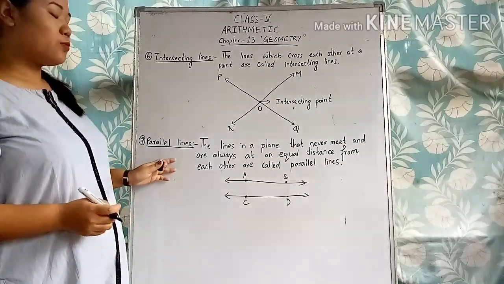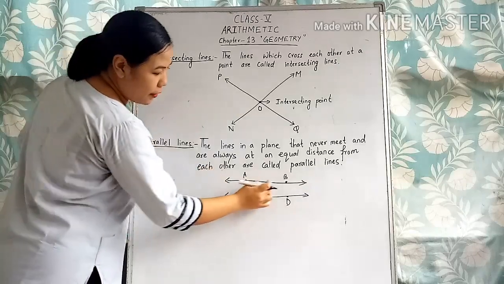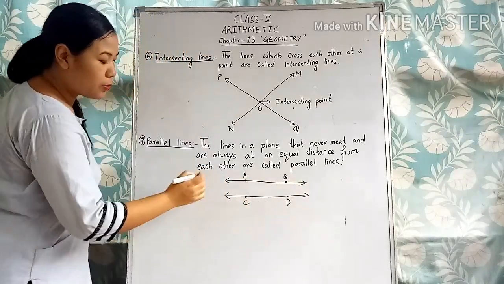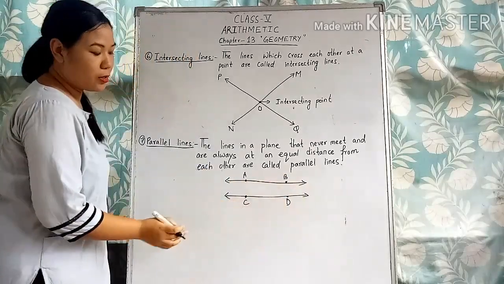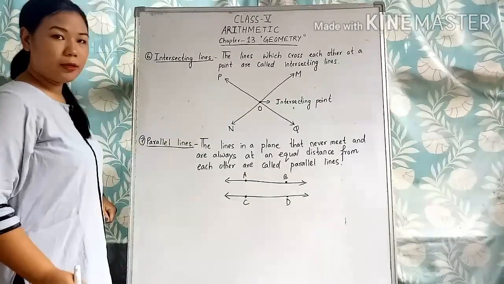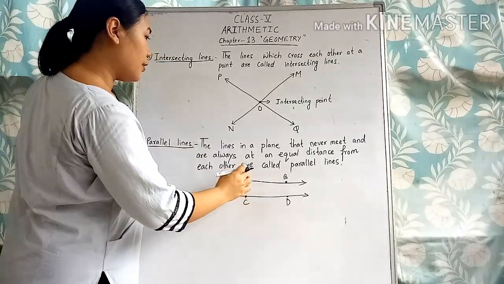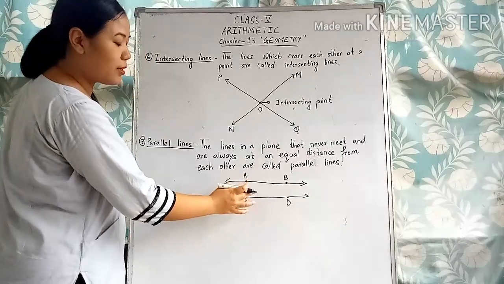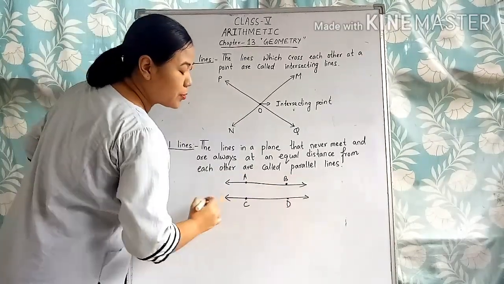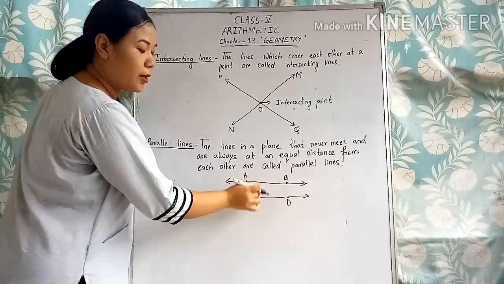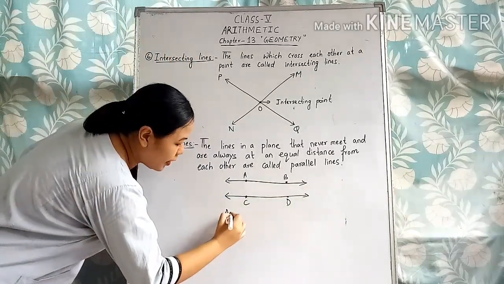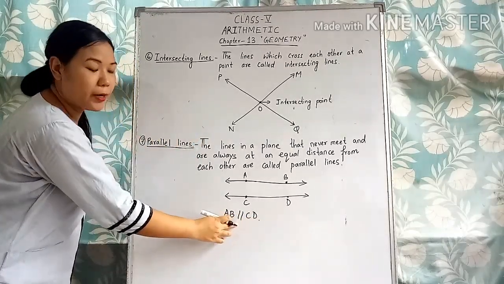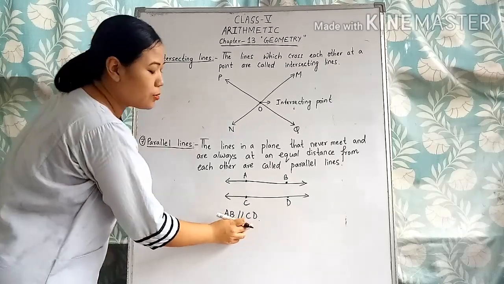Next is parallel lines. What are parallel lines? Here you can see I have drawn two lines, line AB and CD. Now they are traveling in the same direction and they are always at equal distance. So these are lines that never meet, they will never intersect each other, okay. They travel in the same direction at equal distance. So line AB is parallel to CD. This symbol means parallel.